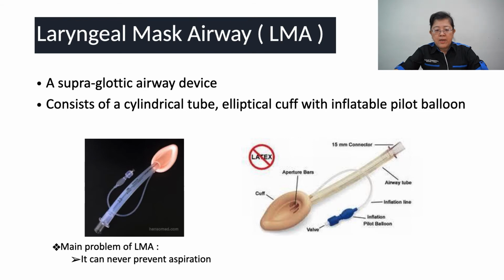This is the laryngeal mask. The laryngeal mask airway is a type of supraglottic airway device designed by Dr. Brain in 1982. It consists of a cylindrical tube, elliptical cup, and inflatable pilot balloon. It's very easily learned and provides very promising ventilation. But the only problem with the laryngeal mask is it can never prevent aspiration.